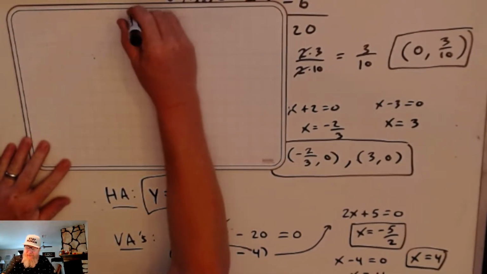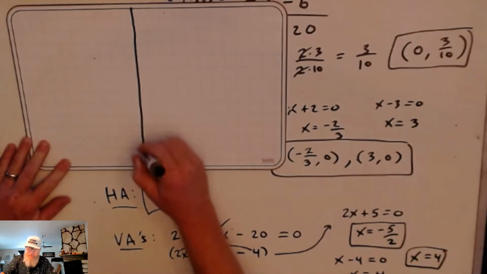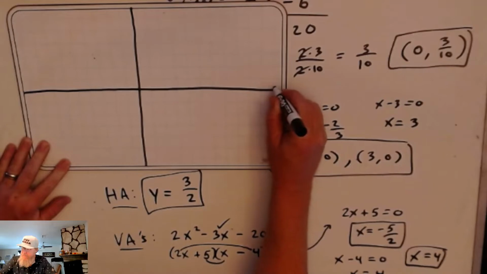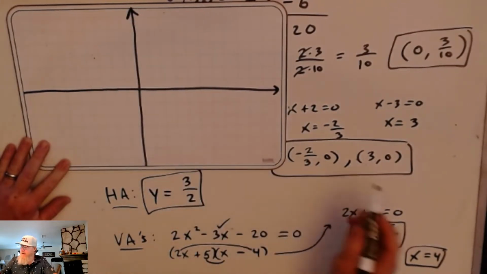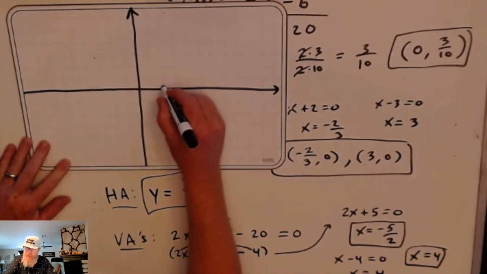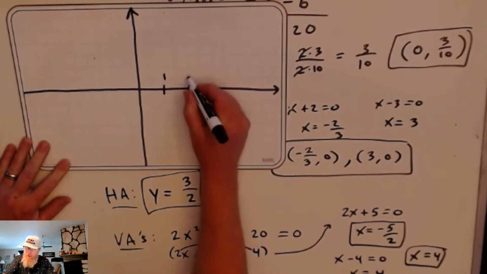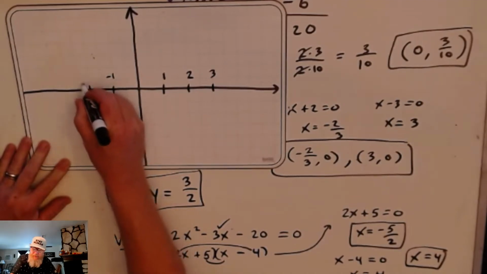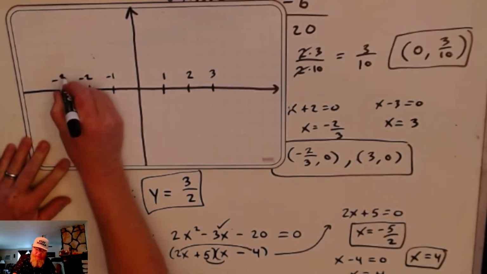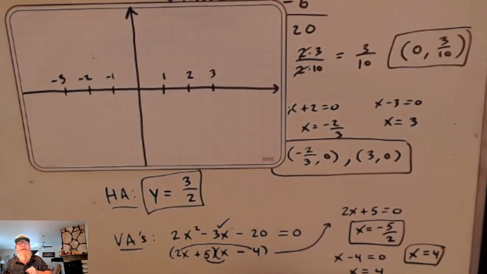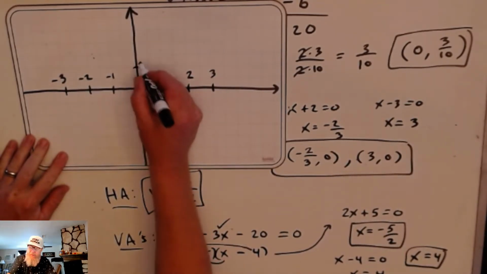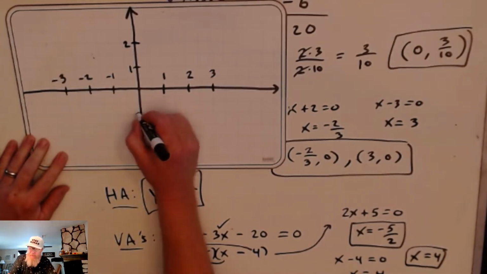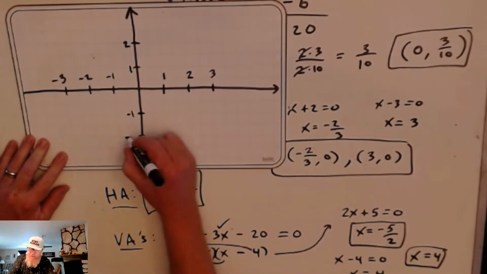All right, so just for fun, I like to see what this thing looks like. So again, I'm going to exaggerate my scale here. We're going to do 1, 2, 3, and -1. Sometimes I think I know what I want to do, and then I change my mind. So we'll do 1, 2, 3. We'll do 1, 2, -1, -2.